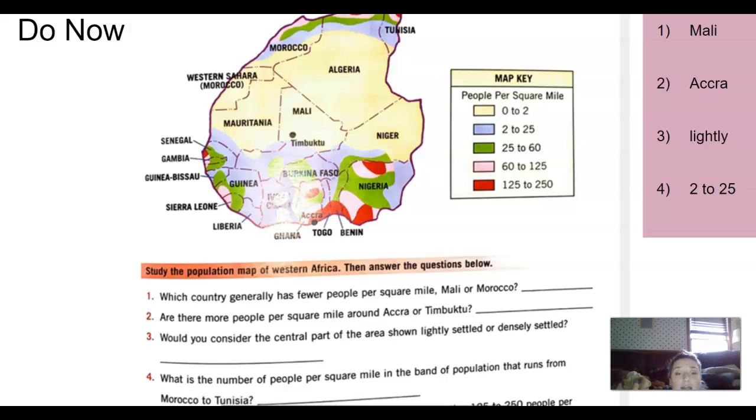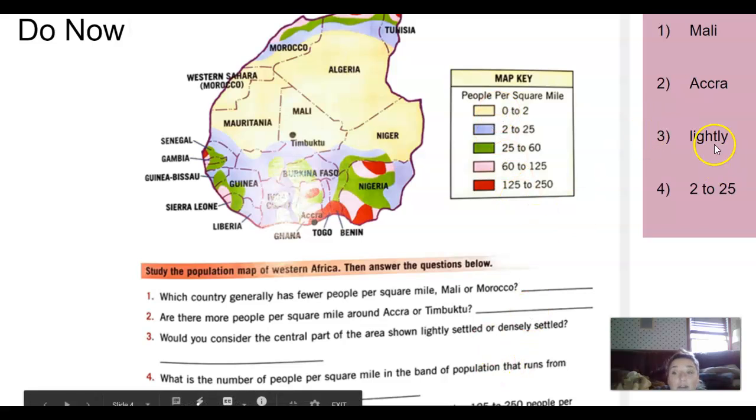Would you consider the central part of the area shown lightly settled or densely settled? So we're looking at the central part of this region or part of Africa, and most of it's in the center. Actually, all of it in the center really is the lightest color. So it's definitely lightly settled.